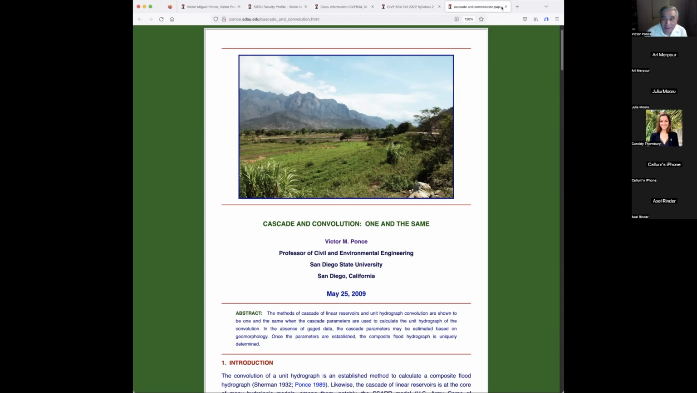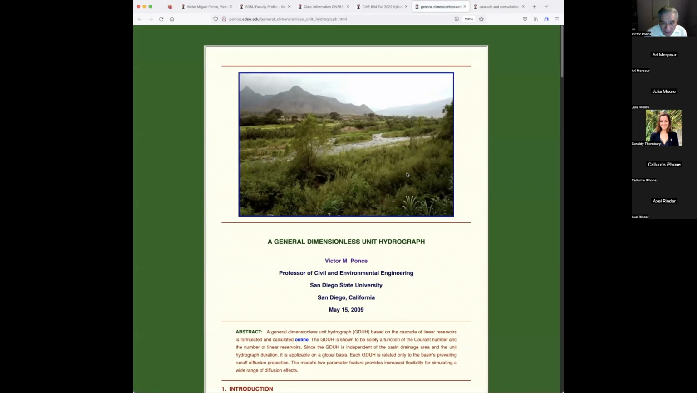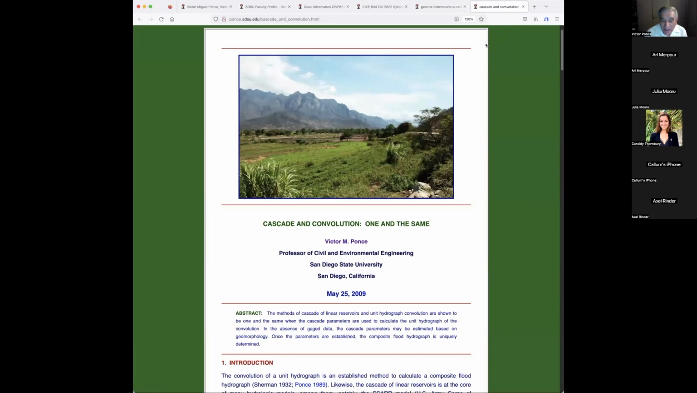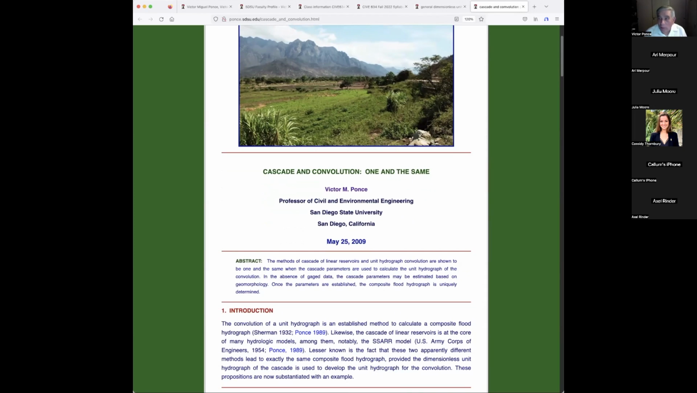Because if you look at this over here, general dimensionless unit hydrograph, May 15th, okay? And here, cascade and convolution, May 25. Those numbers reflect the actual dates when this thing was done. May 15 was what? At the end of the semester. Because we had to assign a grade to the gentleman that was supposed to do this work. And then I sat down, in about a week, we got this thing done, the first paper. Then I realized that I could go further, so I worked another week or another 10 days on it. And by May 25, we had the answer, and we wrote the paper. We had already completed the paper.